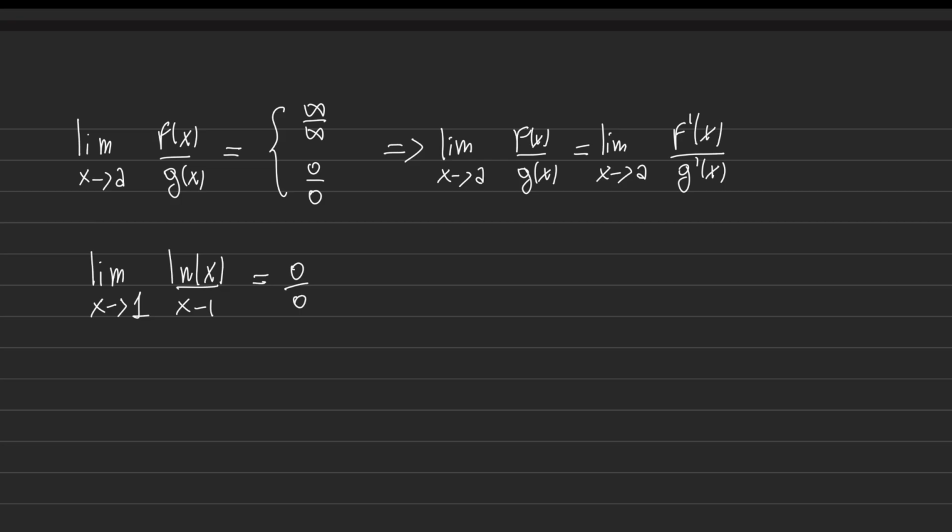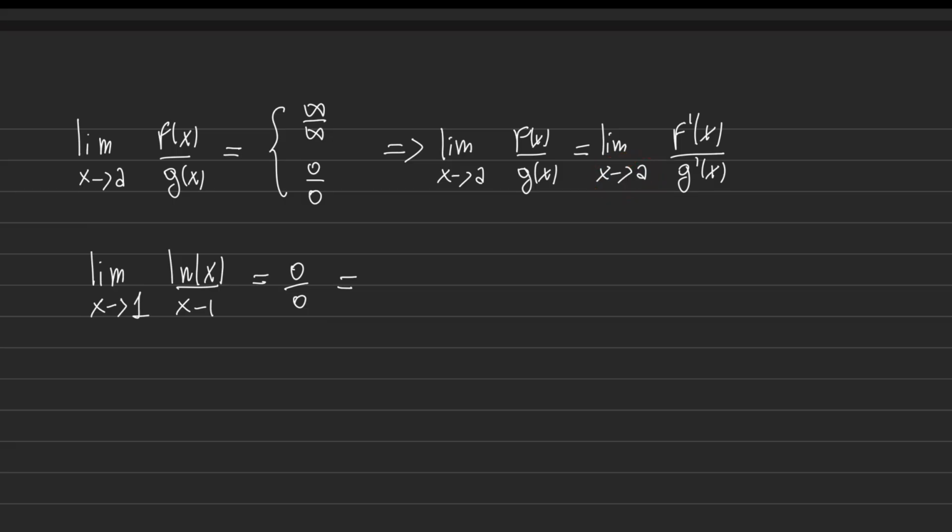Let's look at the general L'Hopital's rule, where it tells us that if the limit for x going to a, and our a in this case is 1, of f of x, which in our case is the log of x, over g of x, which in our case is x minus 1, is equal to 0 over 0, then this limit is actually going to be equal to the limit of f prime over g prime, and x is always going to a. Well, let's apply this rule.